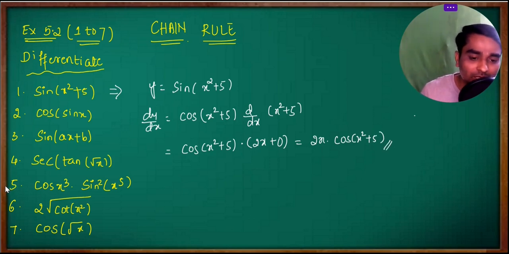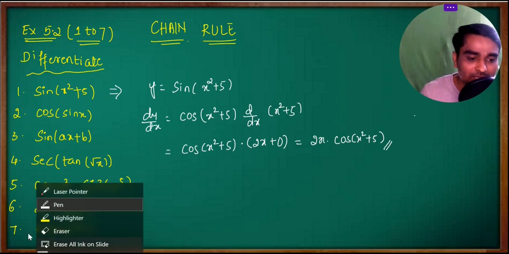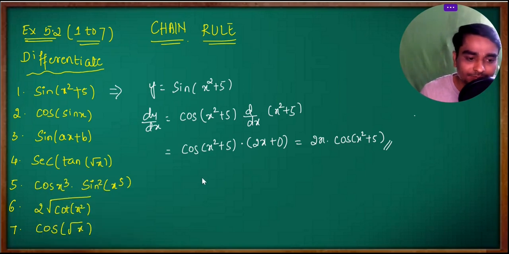Simple question, but these simple questions will make us better in the concept. So we are going to do like this. The chain rule will always start from outside, so we are going to enter from outside. Let's take up the next question. The next question is cos of sine x. So that is the second one, cos of sine x.